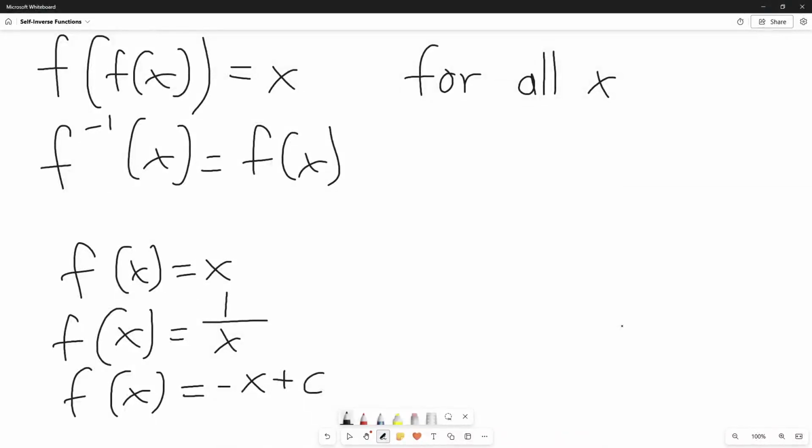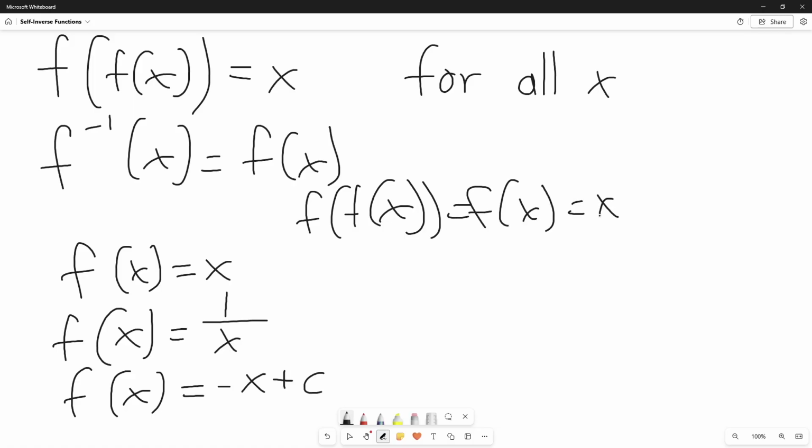And I've written some examples of self-inverse functions here below. And in order to check if a function is self-inverse, you just check if it meets both of the requirements that I talked about above. So we can test all these. Let's start with the first one, f of x equals x. First thing we do is check what f of f of x is, and that's just f of x, which is x.